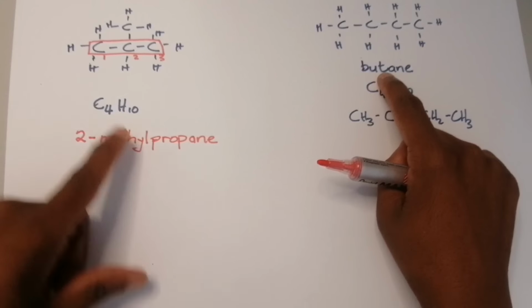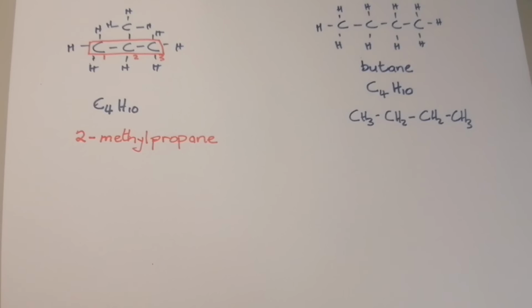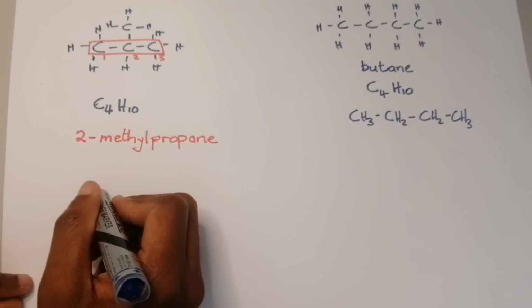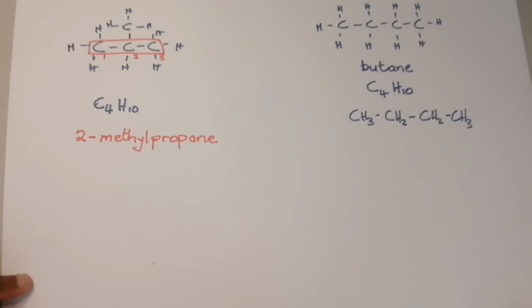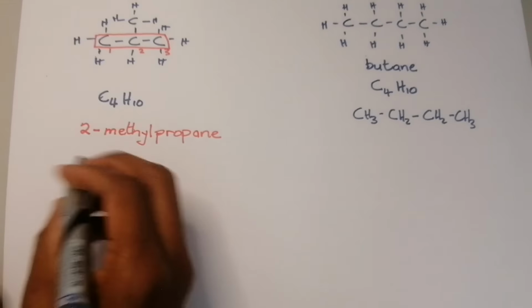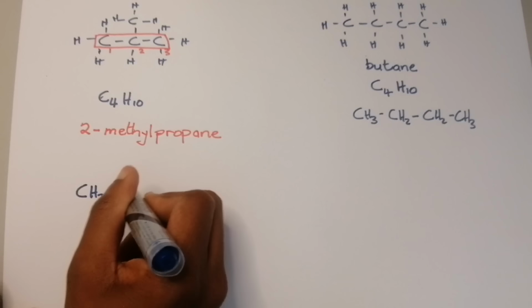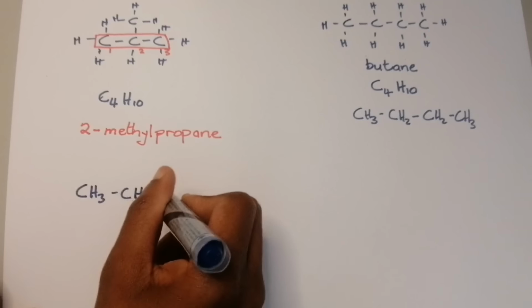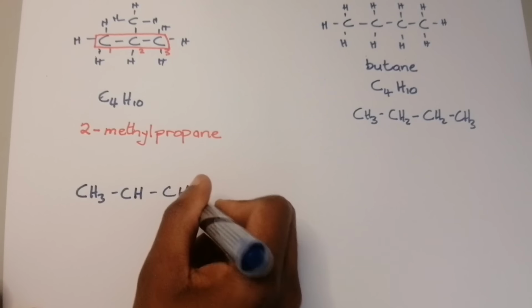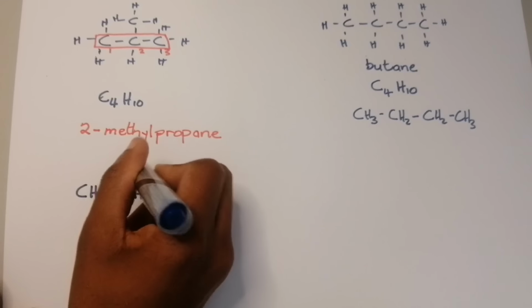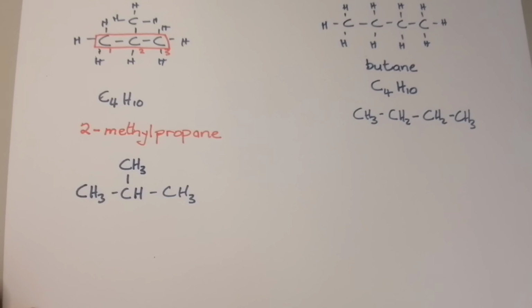That we call butane, and that we call 2-methyl propane. Now, what I want to do quickly is to just show you how this would be when we write it in condensed formula. So you would have CH3, CH3, and then you'd have CH3 there. Okay, so this is what it would look like in condensed formula, right? So this is 2-methyl propane.